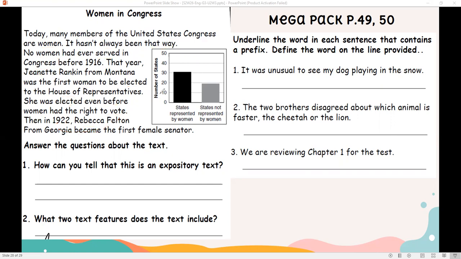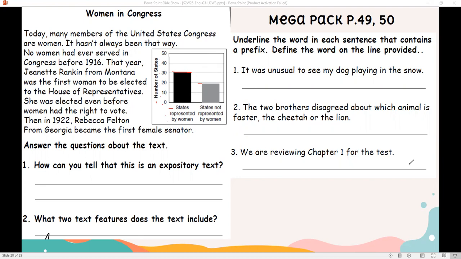So, how do we know? Here we can say number of states: 0, 10, 20, 30, 40, and 50. States represented by women, I have 30 states represented by women. States not represented by women, I have almost 20. So more women are being elected by Americans to represent their states.